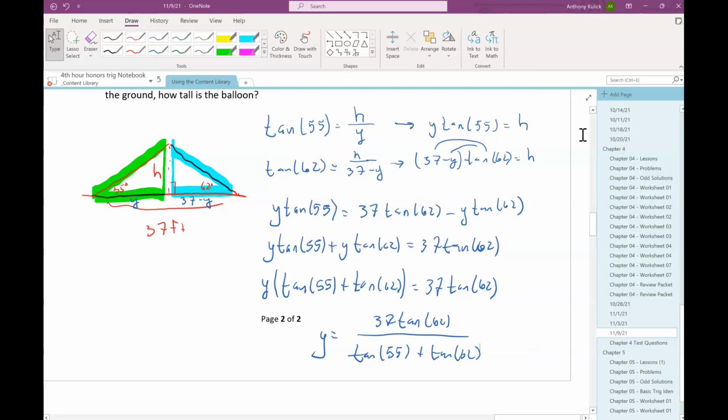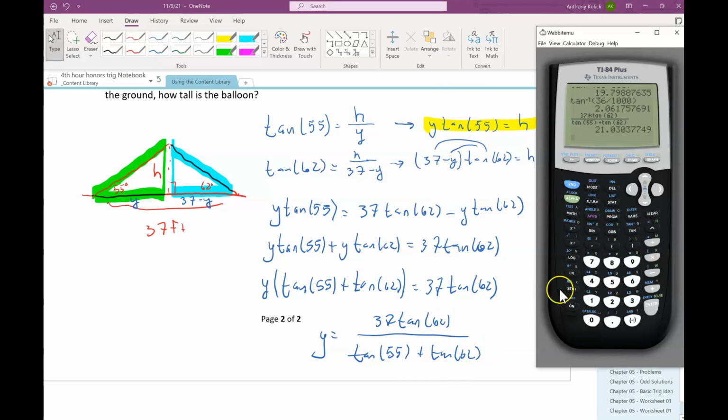To get h, I'm just going to use this equation. So h is y times tan 55. So I'm just going to take my answer and multiply it by tan 55 now. So my h should be about 3003.